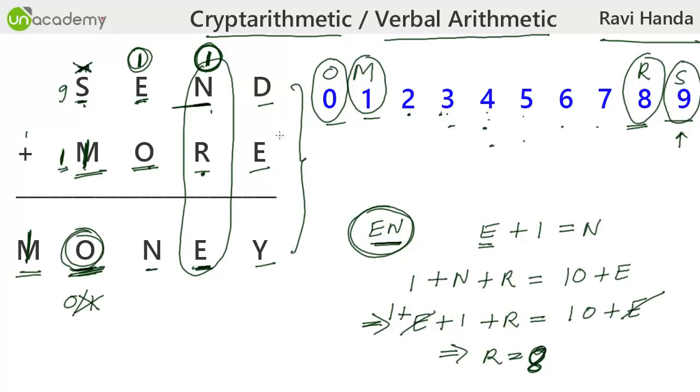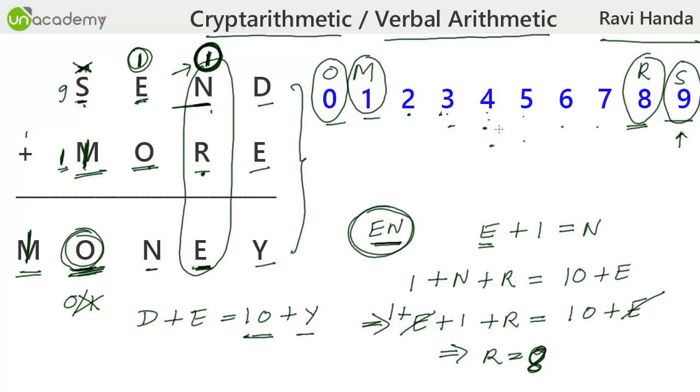Another thing that you should notice here is that d plus e should be equal to 10 plus y. Why am I saying it is not just y but 10 plus y? Because we figured out that to get the value of r, we needed a carry here. So there is a carry here. So this must have been 10 plus y.